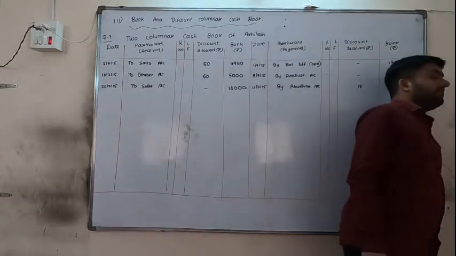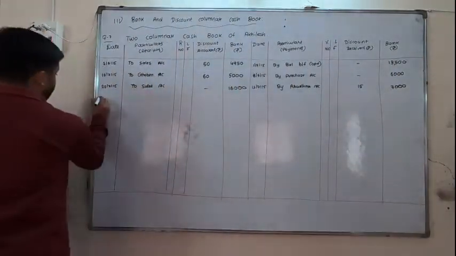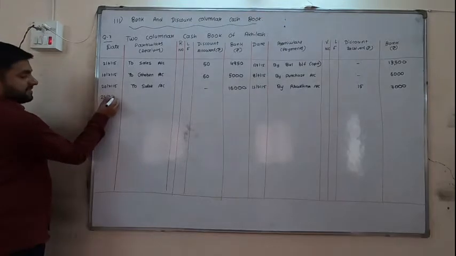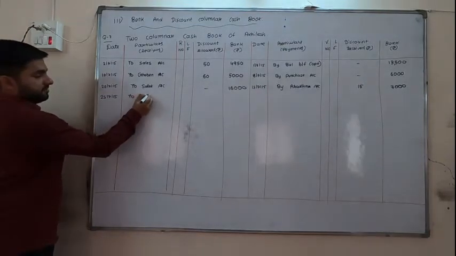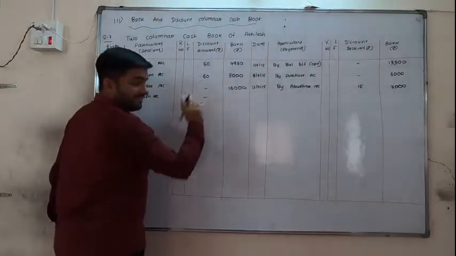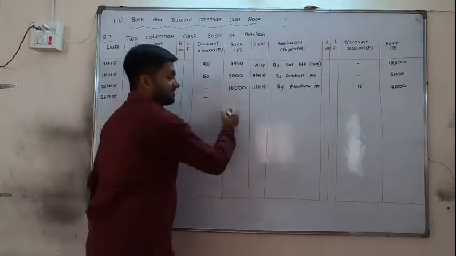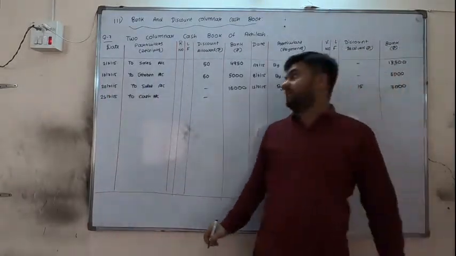Date will be 25. To cash account, because we are writing in the bank column. This can be like a contra transaction. Amount 2,000, I think. Yeah.